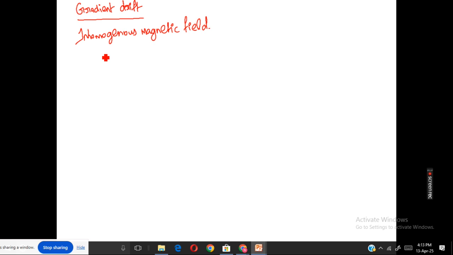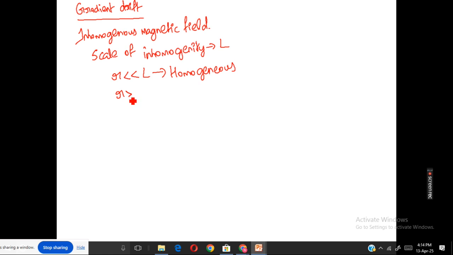We are introducing a scale of inhomogeneity, which is L. This is the distance after which the magnetic field becomes inhomogeneous. So if R is less than L, then the magnetic field is homogeneous. And if R is greater than L, then the magnetic field will be inhomogeneous.